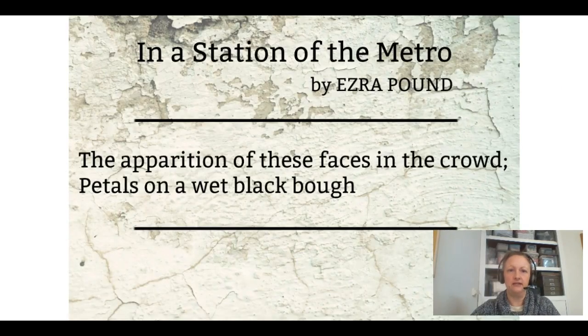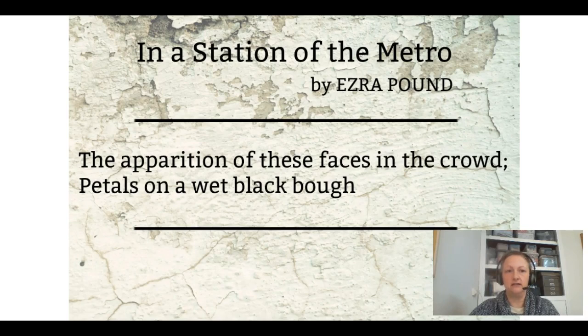Okay, another one. So we have "In a Station of the Metro" by Ezra Pound, written at the same time as Gertrude Stein. You can see how they are kind of doing things to break down the conventions of poetry. So we have this: "In a station of the metro, the apparition of these faces in the crowd, petals on a wet black bough." So we have a choice about what words are on each line. That makes it a poem rather than prose.